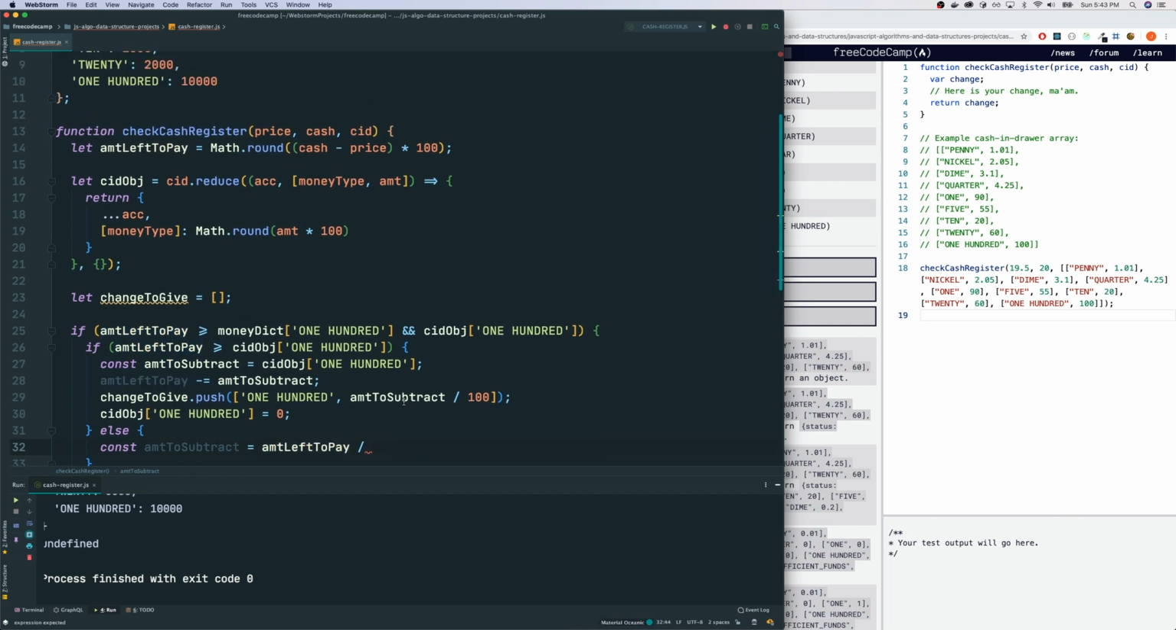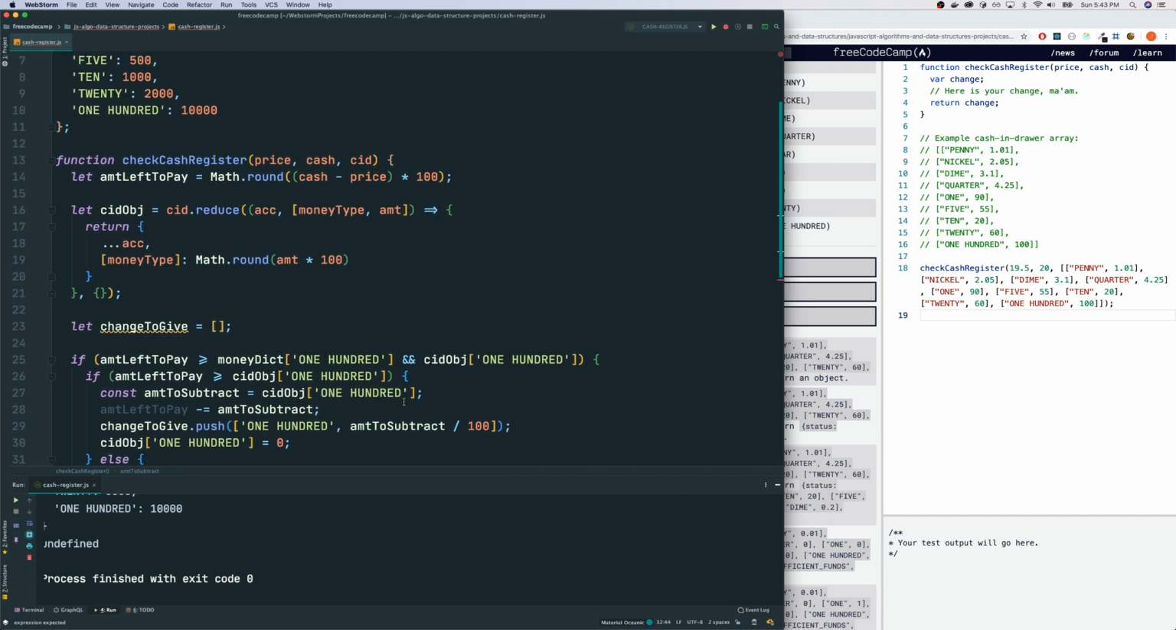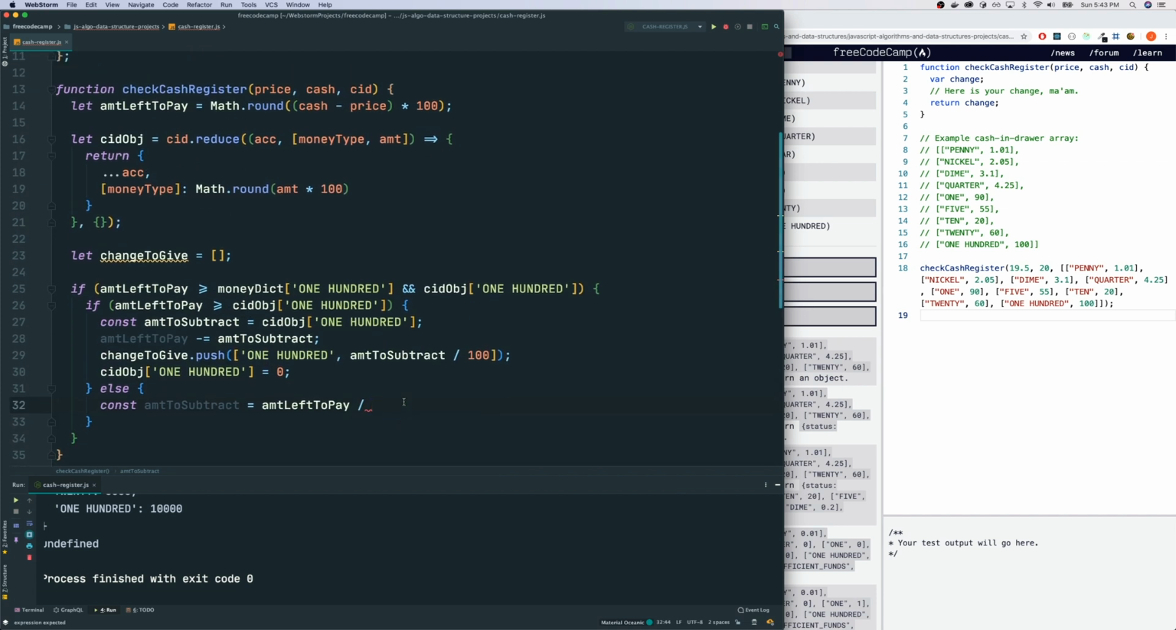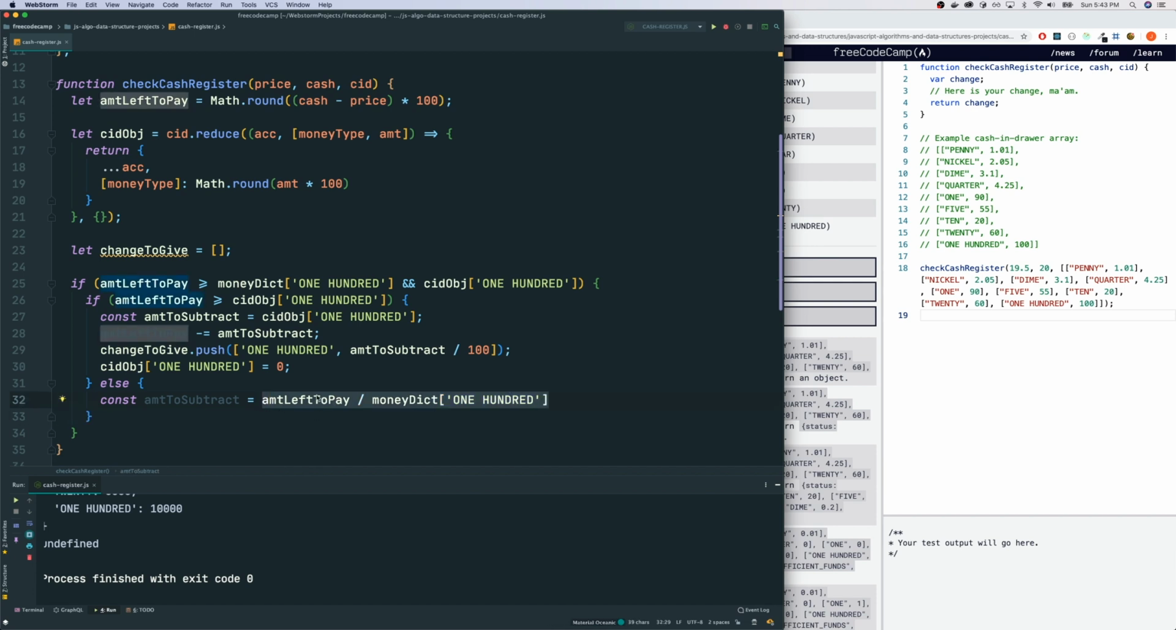So we want to divide this. We want to see how many $100 bills we could get them. So the way that we're going to divide this is either write 10,000 here, but even better yet, we're going to do money dict of 100, which will give us 10,000. Make sure you spell it right because otherwise everything breaks. And so this will give you like a decimal. If amount left to pay was like, let's just pretend that we're not multiplying everything by 100. I know it's getting so confusing. I'm sorry, guys. It's just the nature of JavaScript.